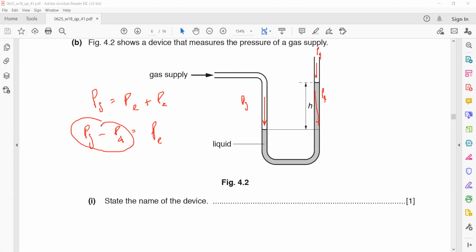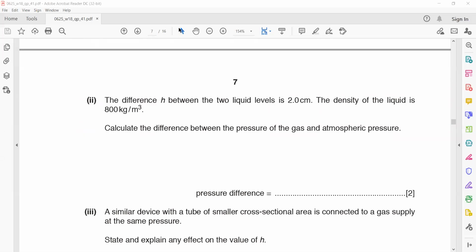So the difference between the gas pressure and atmospheric pressure is actually the liquid pressure, and they are asking for liquid pressure. To calculate the liquid pressure, its density, gravity and depth, you multiply all these factors, and you will get the liquid pressure or the pressure difference, which is 160 pascal.